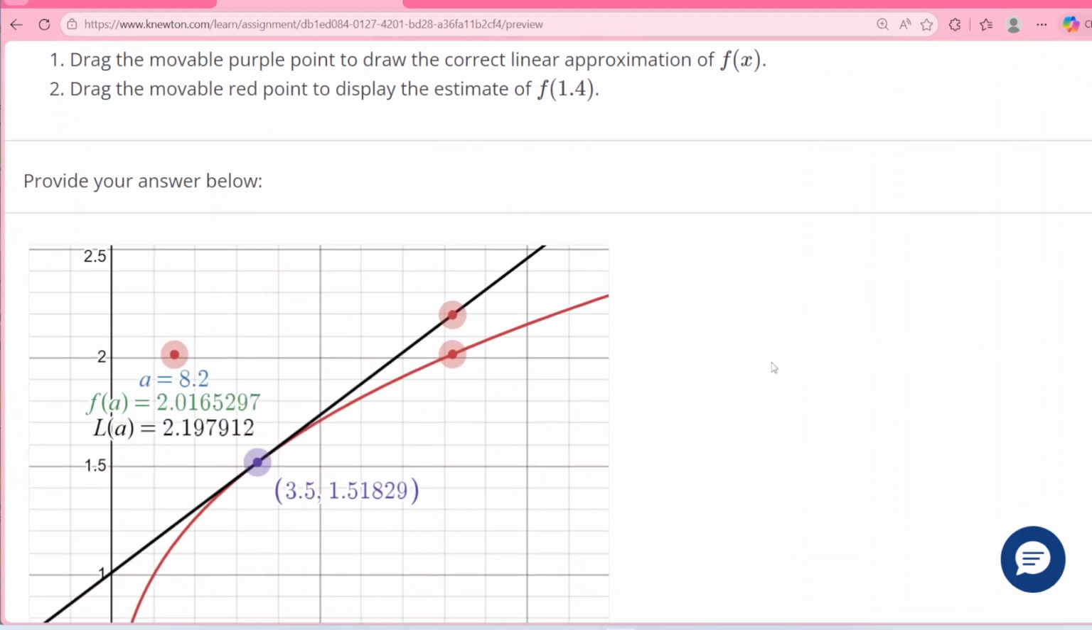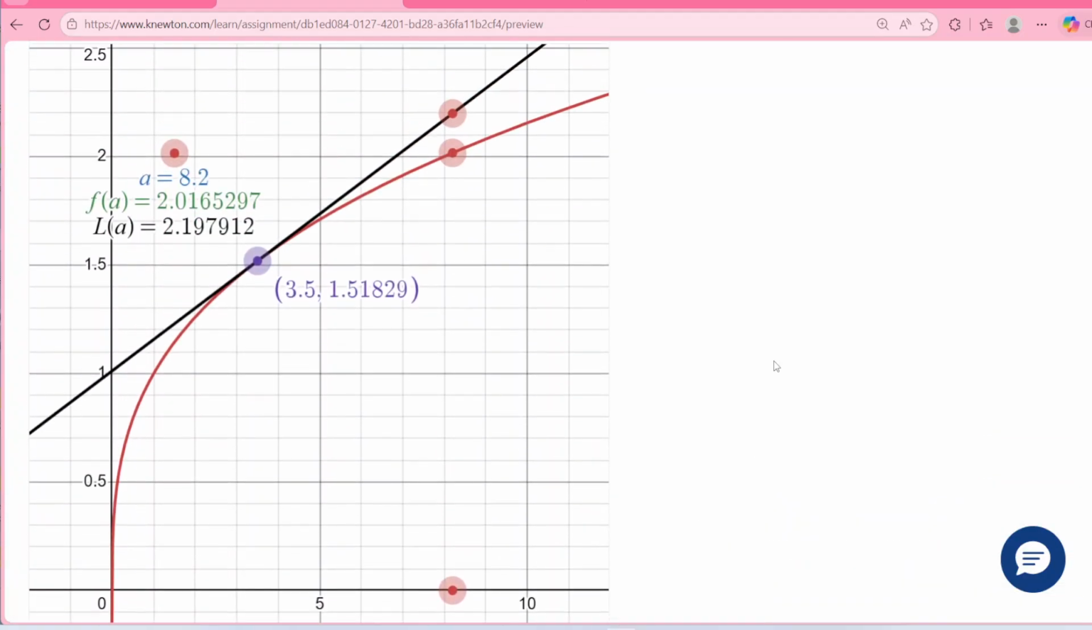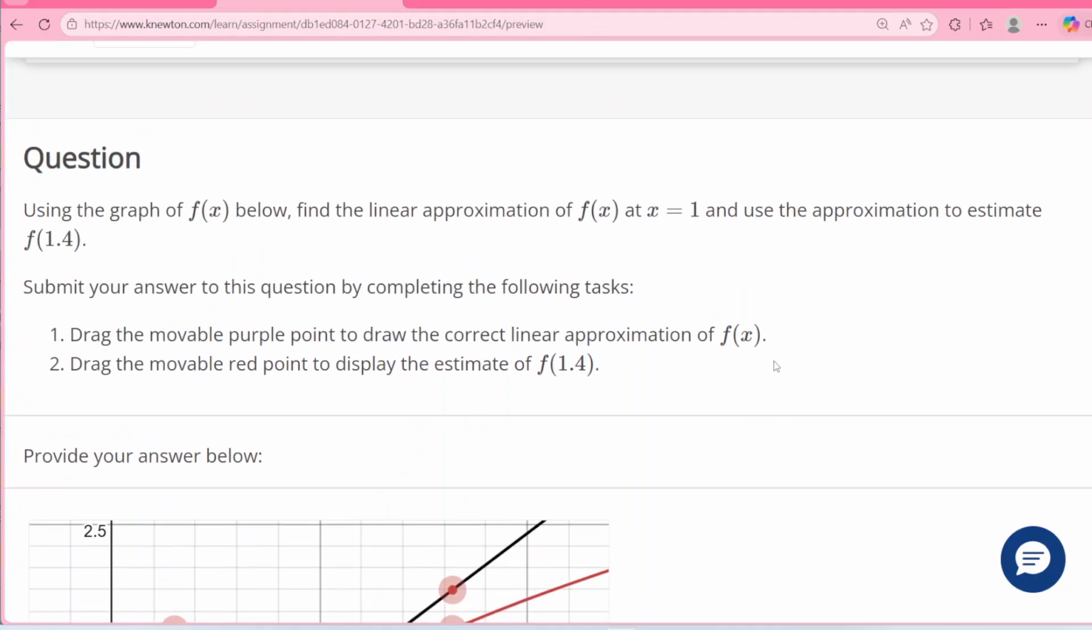So this one's an interactive one, so we're moving some points around. Let's read through this carefully. It says using the graph of f below, find the linear approximation of f at x equals 1, and use the approximation to estimate f at 1.4.